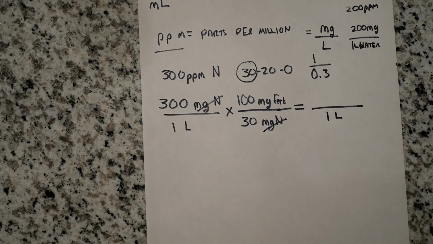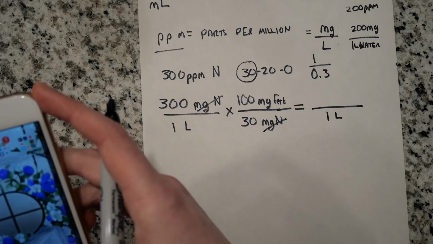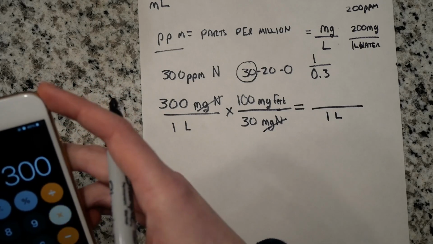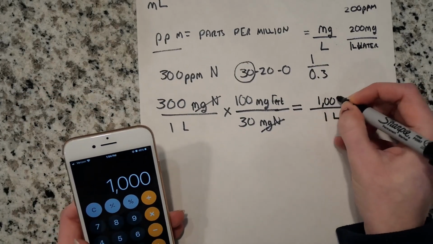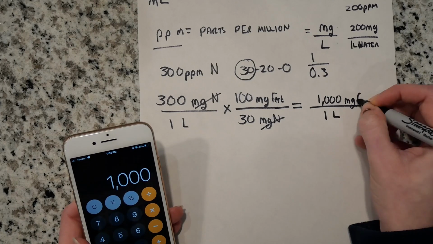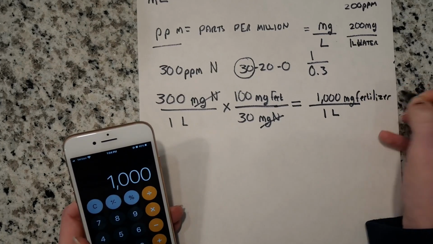Get my trusty phone out here. And it'll be 300 times 100 divided by 30. So we'll need 1,000 milligrams of fertilizer, which is also just 1 gram.